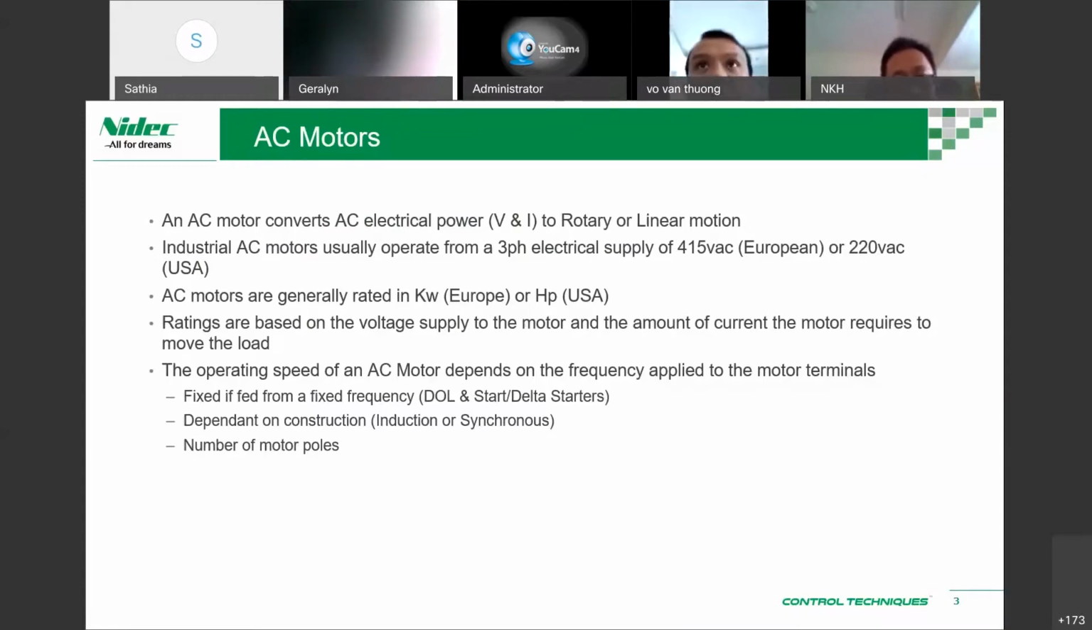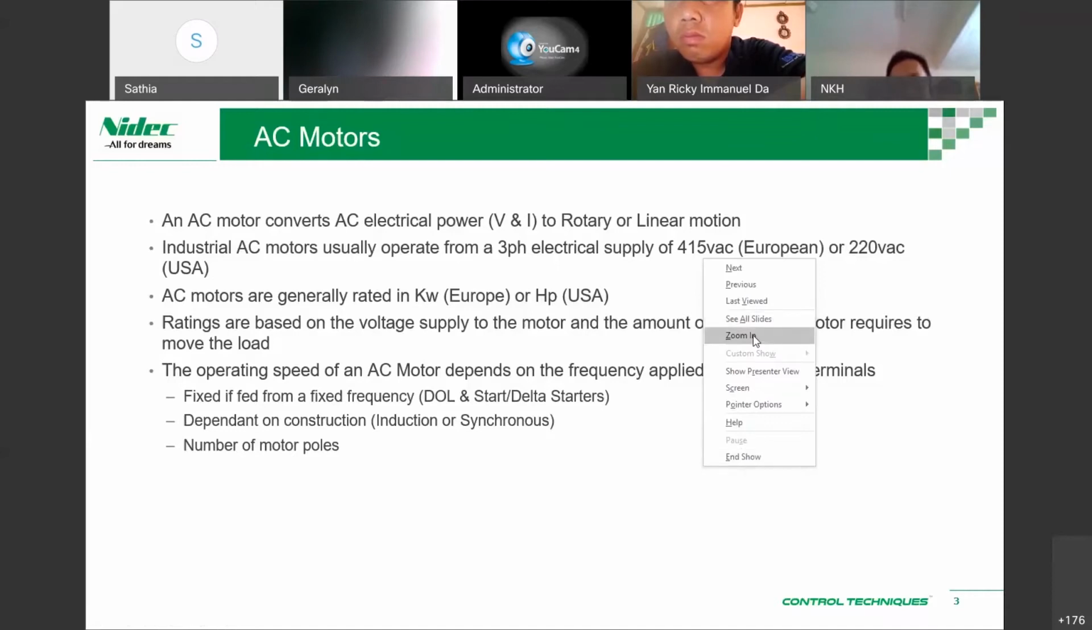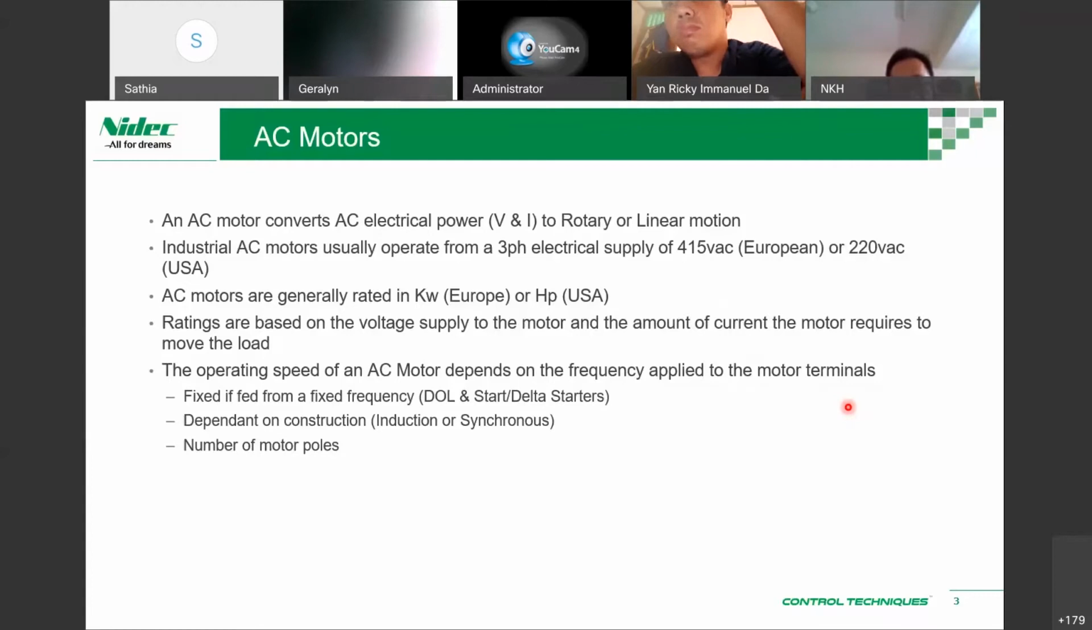So a rotary motion or a linear motion is possible with an AC motor. Typically, an industrial motor uses a three-phase electrical supply depending on which zone we are in. So it would be either 415 in European zones, or 220 VAC in the US. I think we have friends from the Philippines, so they'll be using 220, 60 hertz. So there'll be 50 hertz or 60 hertz and so on. AC motors are generally rated in kilowatts in Europe or horsepower in the US.